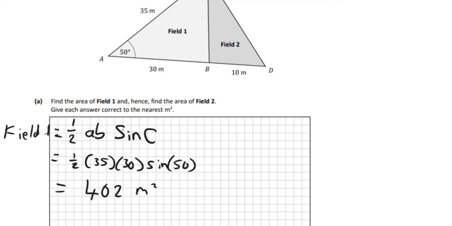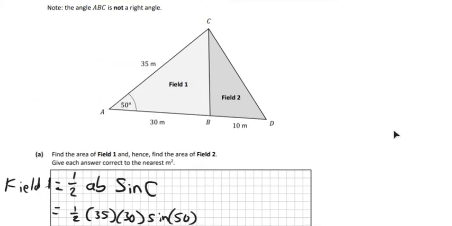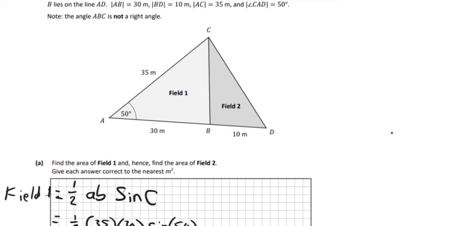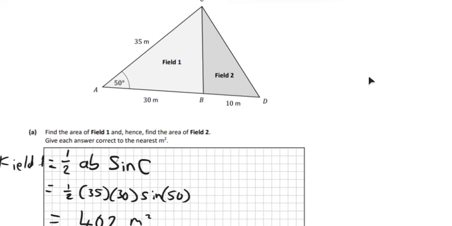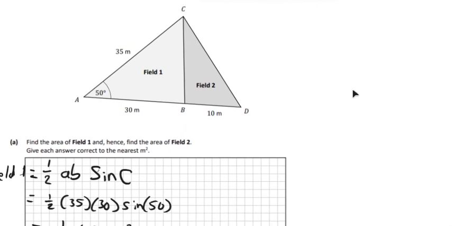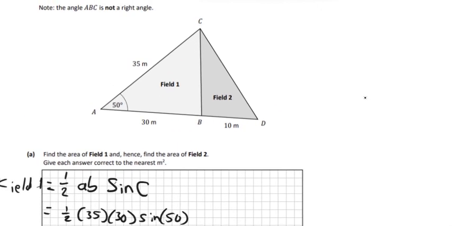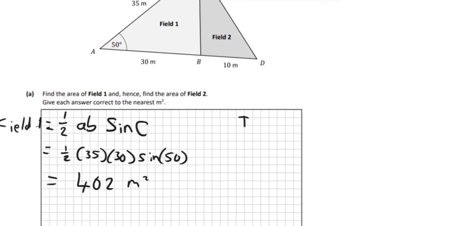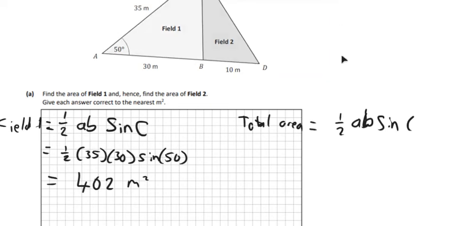We can find the other area in a few different ways. You could use the sine rule and find some different sides and some of the other angles and go that way. Or, what I'm going to do is find the area of all of it. So I'm going to find the area of field 1 and 2 together, the total area of both fields. So a half AB sine C, because we have everything we need to find the area of all of it.